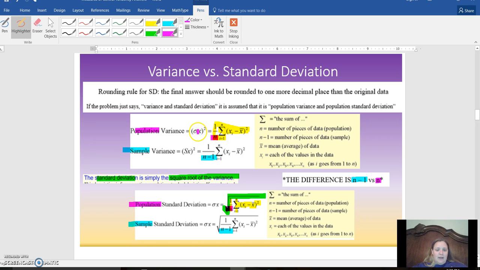I also want to show you that variance is sigma squared. Okay, that symbol right there is called sigma.